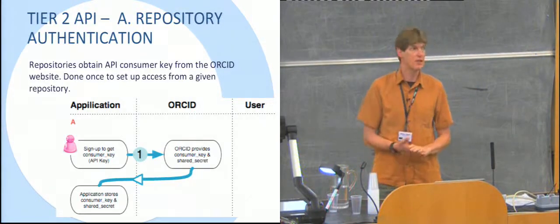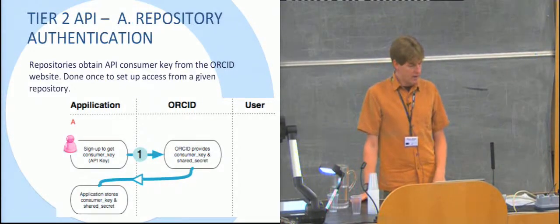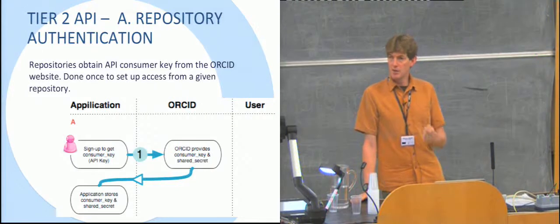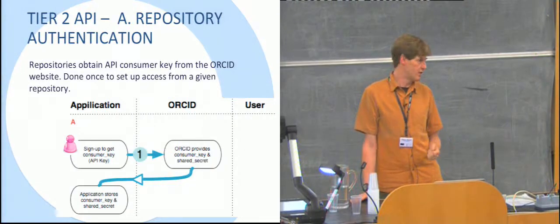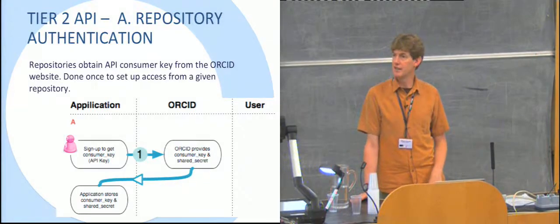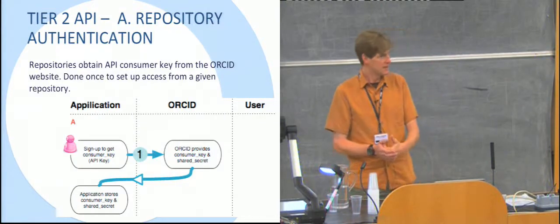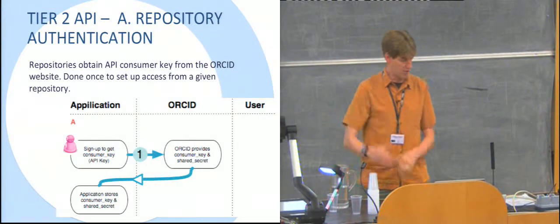So there are really three steps to this process, which I'll just go through quickly. Any member organization running a service would get an API key in the first stage of the OAuth process, so that your repository and ORCID have a trusted relationship.